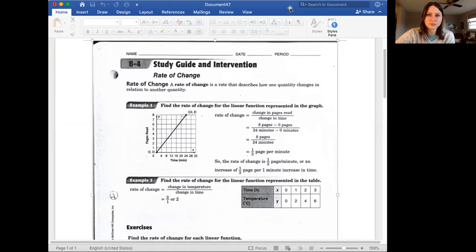When we see a line on a coordinate plane, we can describe the steepness of the line as the rate of change. So for example, maybe my graph is like this, and it goes up, and then it goes like this, okay?